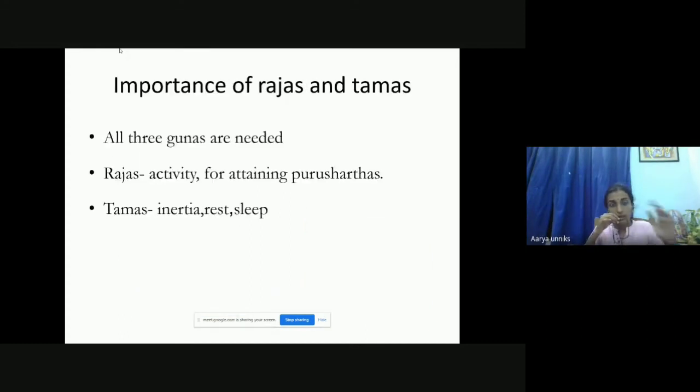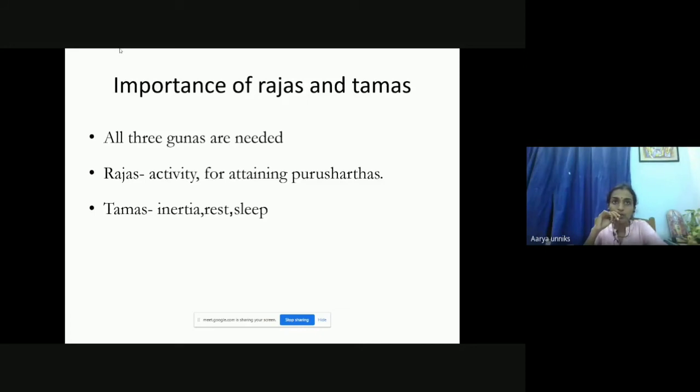So coming closer to the end, what is the importance of Rajas and Tamas? We give so much importance to Sattva. So all the Trigunas are needed. Rajas is needed for activity and for attaining Purusharthas. Tamas is needed because inertia is also needed. We need to rest, we need to sleep so that we can be fresh the next day and we can go for the activity.